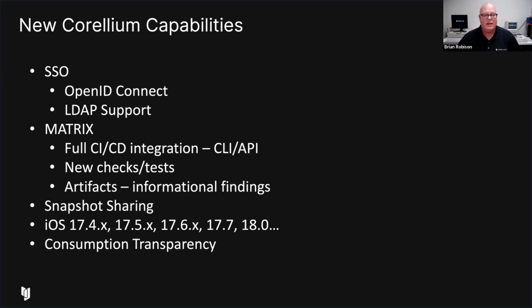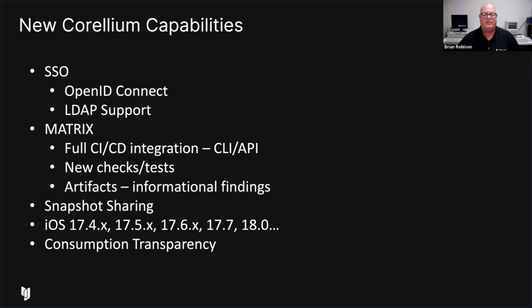So obviously Matrix without new checks, new content, new capabilities is pretty limited. So this has been our number one focus. Again, the goal of Matrix, and we've said this from the beginning, is to automate the automatable portions of guides like the OWASP MASVS and the MASTG.